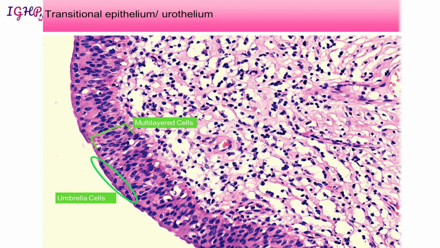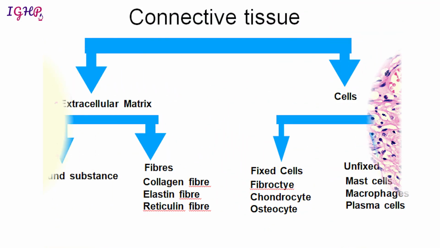Now if you look carefully here, the top layer is almost flattened and the bottom layer is more columnar. So this is also a feature of transitional epithelium, where these are called umbrella cells, the flattened cells, and if you go down, you see the columnar appearance of the cells. So this again we'll be discussing more when we discuss the urogenital part.